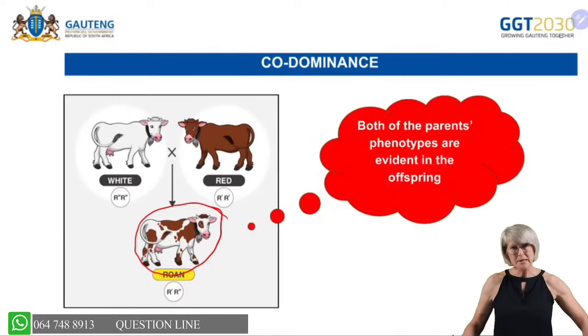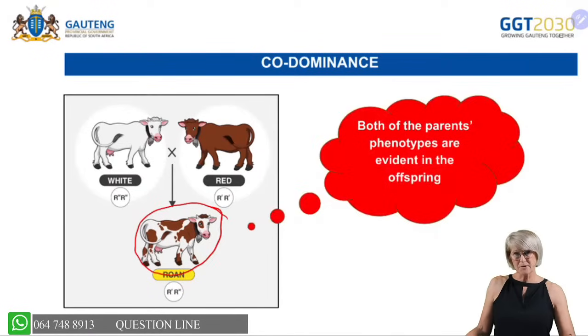Okay, so it's very easy to remember the different types of inheritance. In complete dominance, we have only one parent's phenotype visible in the offspring. In incomplete dominance, we have none of the parents' phenotypes in the first generation. And in codominance, we see that both parents' phenotypes are evident in the offspring.